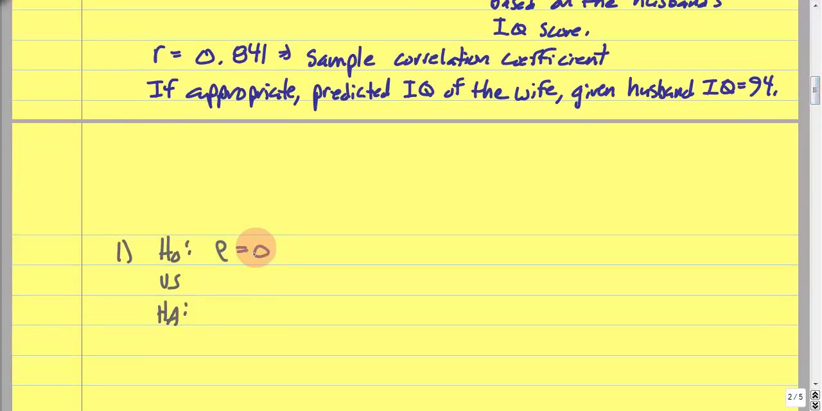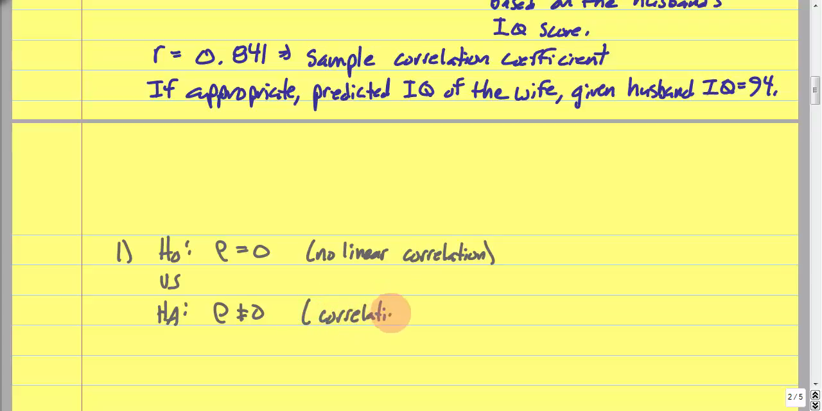So it's rho equals 0 versus rho not equal to 0. And so this is no linear correlation, if you'll remember. And this is some linear correlation. It doesn't say how much or which direction, it just says there is a linear correlation. Second step, let's go ahead and test this at the 5% level of significance.